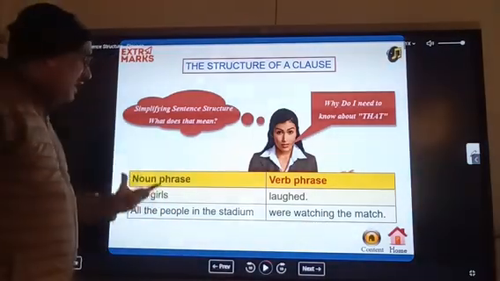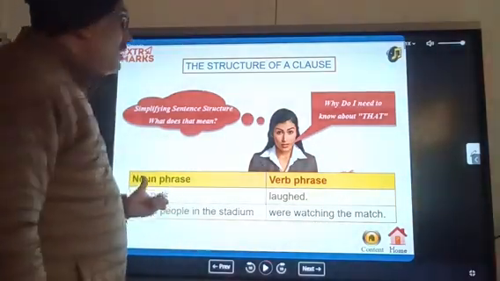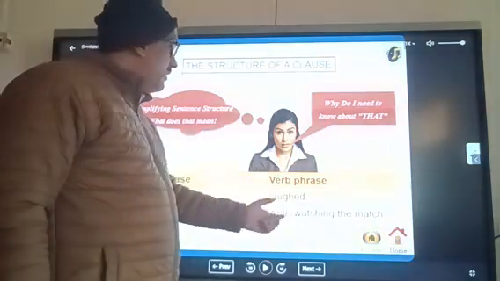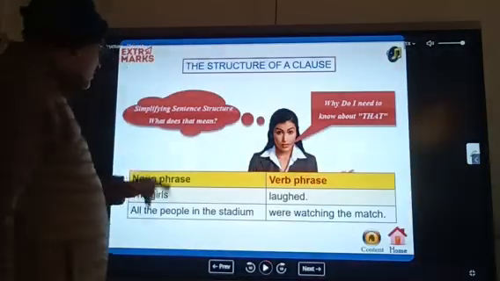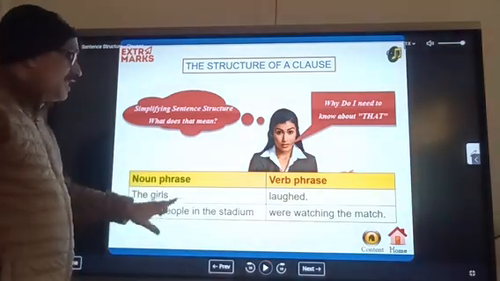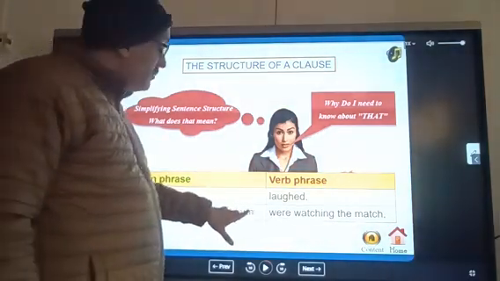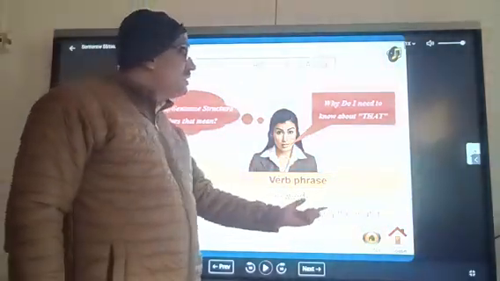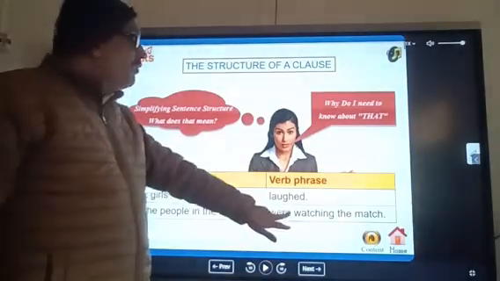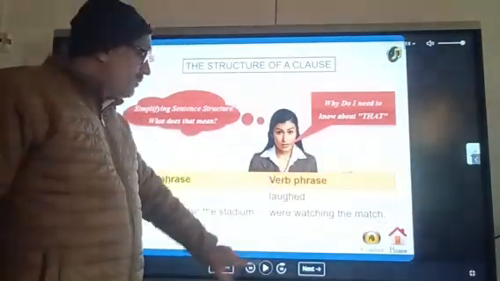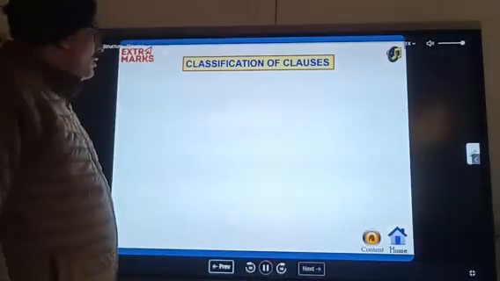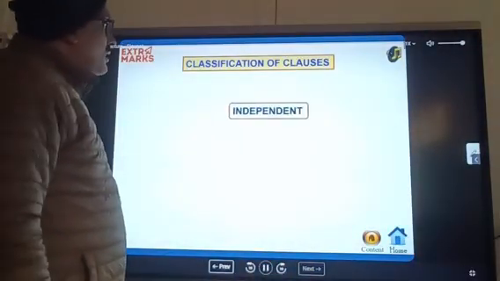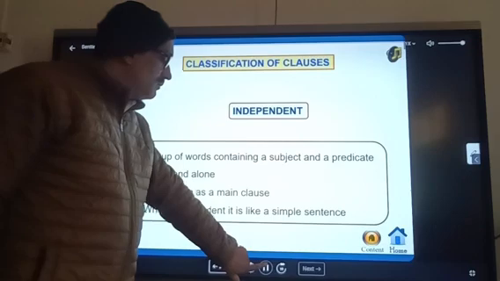The girls, all the people in the stadium. And in verb phrase, laughed. Girls laughed. Laughed is the verb phrase, and the girls is the noun phrase. All the people in the stadium were watching the match. Were watching the match is the verb phrase.